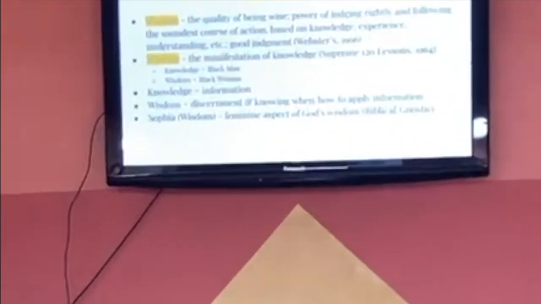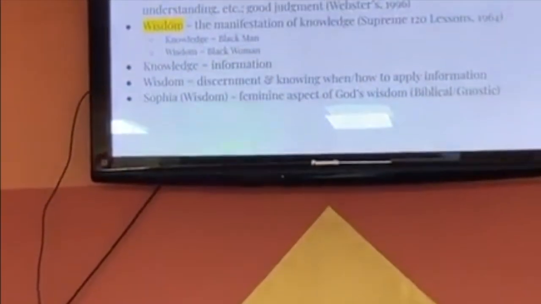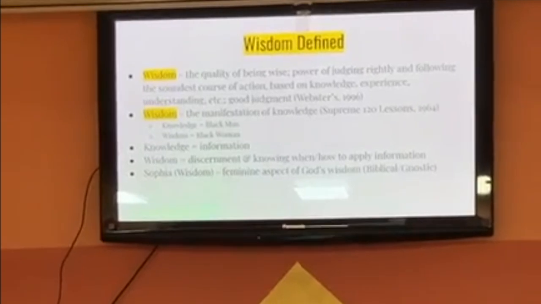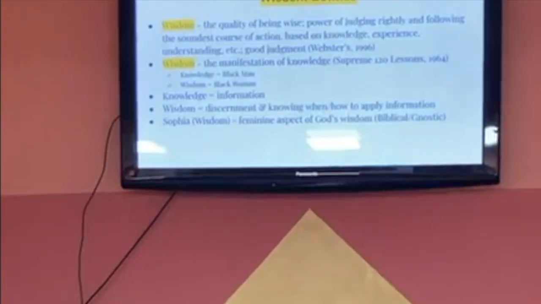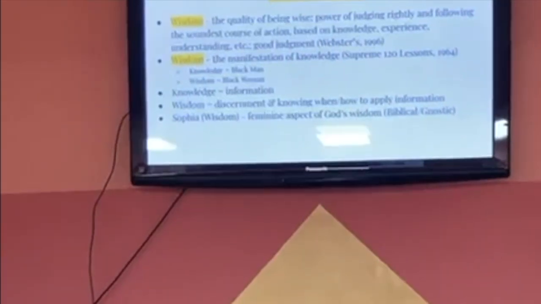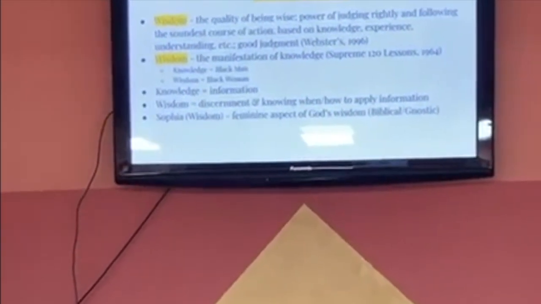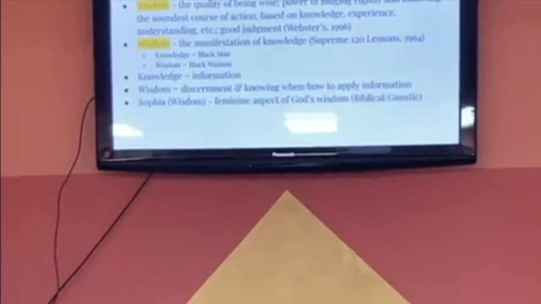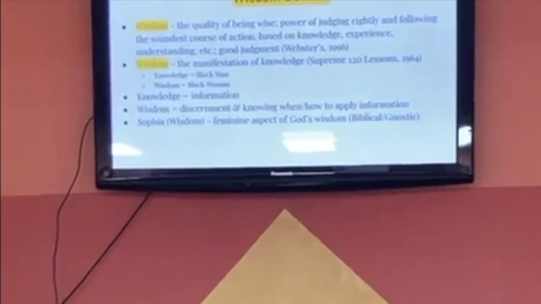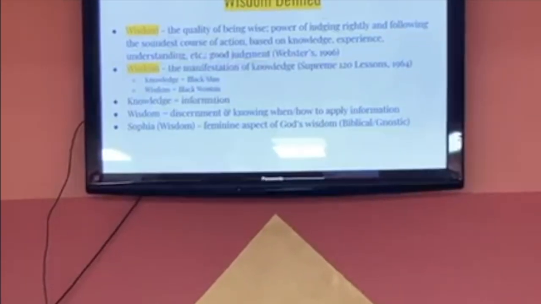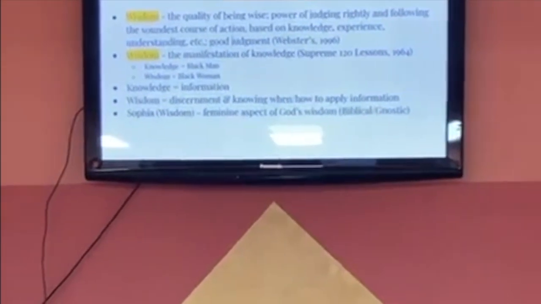Good judgment. And then when we go to the supreme lessons of the nations of gods and earth, shout out to the 5%ers, wisdom is the number 2 in the daily mathematics and also the 12 jewels of Islam. The manifestation of knowledge is wisdom. Knowledge being symbolic of the black man, wisdom being symbolic of the black woman. Knowledge is information, wisdom is the discernment and knowing when and how to apply the knowledge or the information. And as Jamila alluded to, in the biblical and the Gnostic tradition, Sophia is known as wisdom, and that's the feminine aspect of God's wisdom.